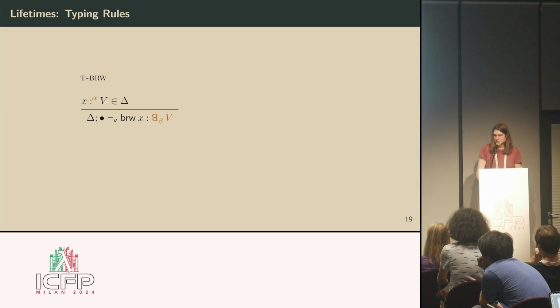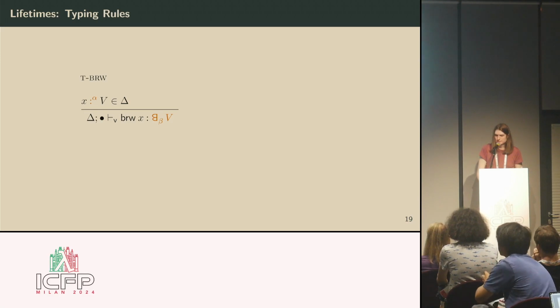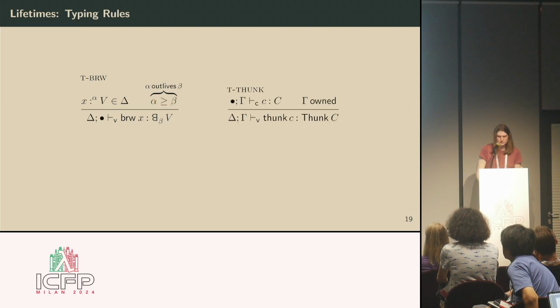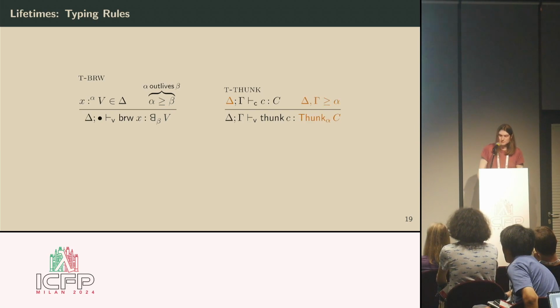So we update our rule. If you want to borrow at beta and x is able to be borrowed at alpha, then as long as alpha outlives beta, it's OK, which just means that alpha is longer than beta. So this is our outlives relation, which is greater than or equal to. And we also update this thunk rule in a similar way. So now thunks can capture some borrows, but only safe borrows based on this outlives constraint.